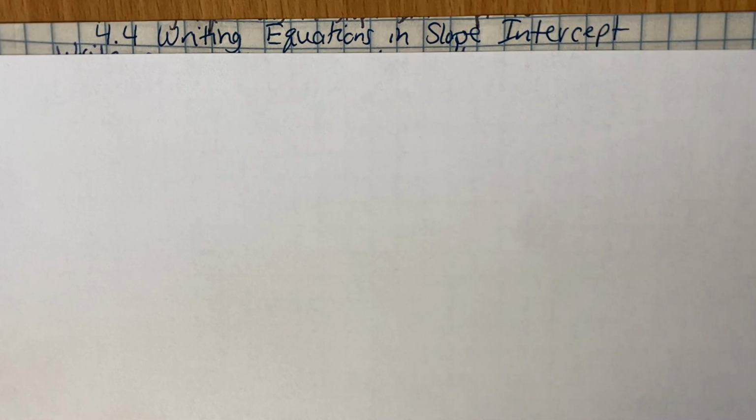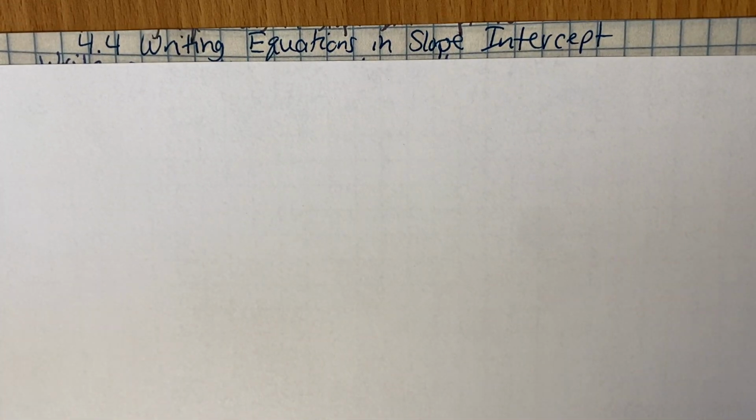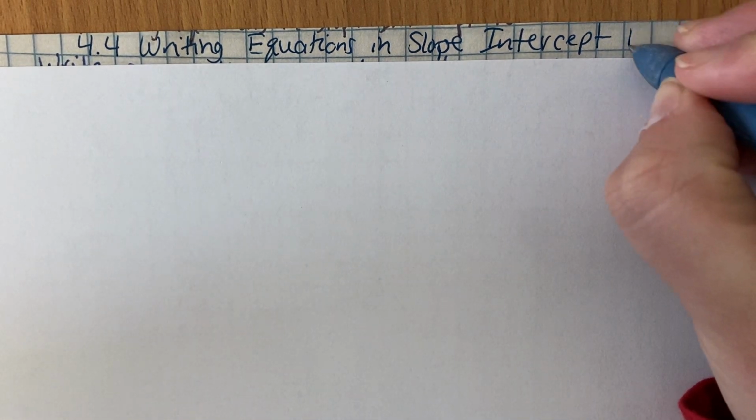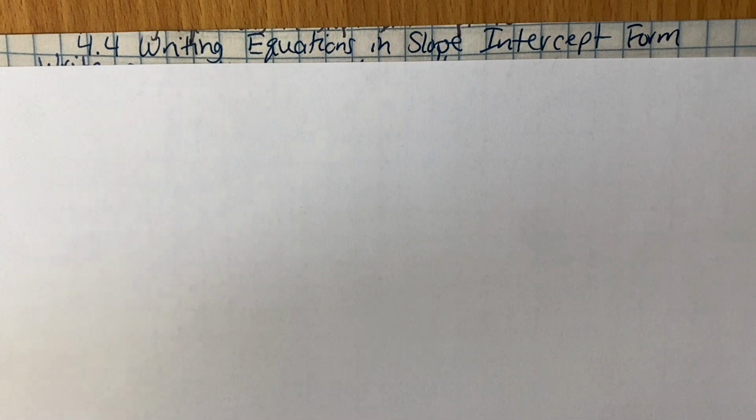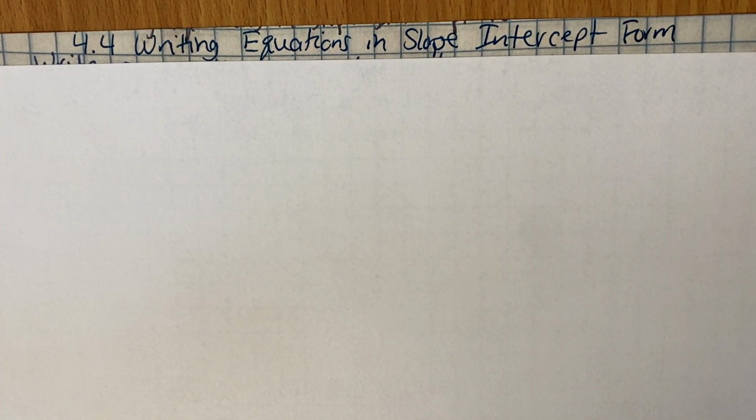Hey guys, we're going to talk about 4 today, writing equations in slope-intercept form. Okay, so let's start off with a couple things we learned a while ago that you're going to need. First thing that we're going to need is how to find the slope of something.